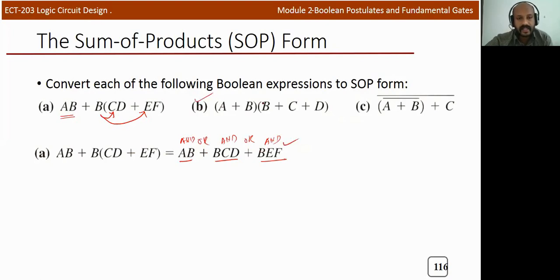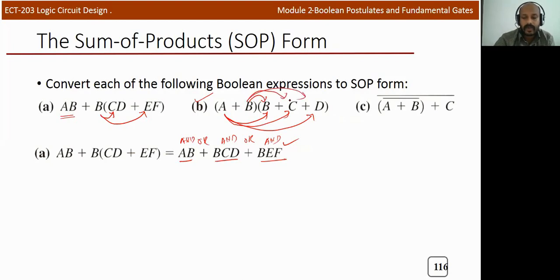Now we can consider the second question. Here you can see that it is an OR and then an AND operation, so we need to convert it. We can apply the rule: perform A with B, then AC, then AD. Just like normal algebraic multiplication, you can perform it. Here you get B, BC, and BD.